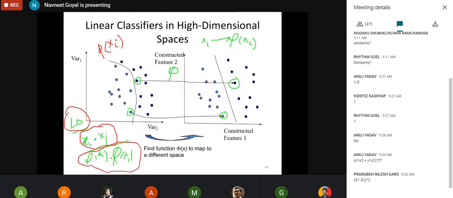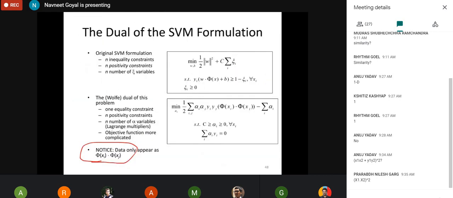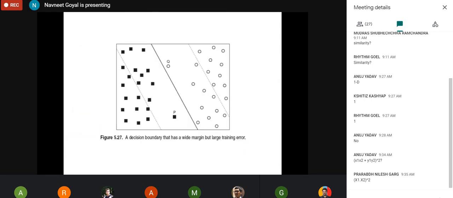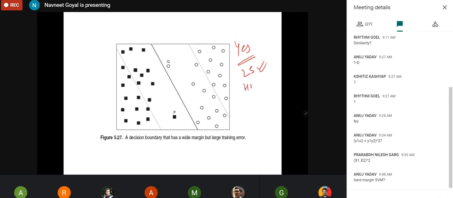So let me take one more case and show you some more aspects. If you see this picture here, do you think the data is linearly separable? Yes, sir. Yes, it is, right? So what should I be doing? The data is linearly separable, this I can see. So should I go for hard margin SVM?